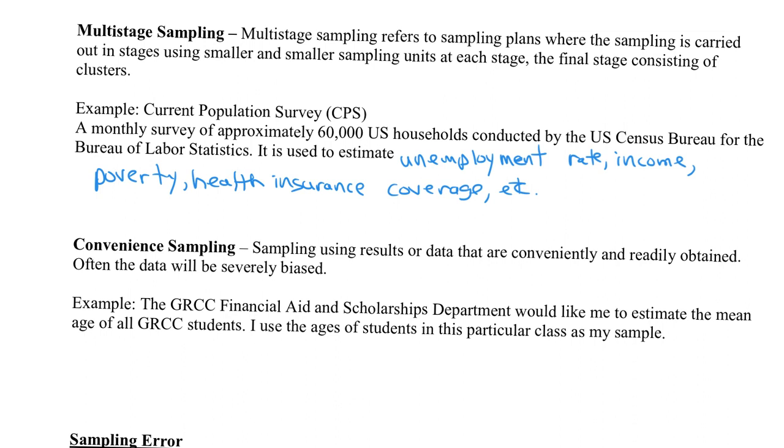So I could absolutely do this. I could use the ages of the students in this particular class as my sample, and use that sample to make an estimate about the population mean age of all GRCC students, but it would not be a good idea. It would probably not be the best or the most accurate way to do this. But it would be convenient, right? So it's a convenient sample.